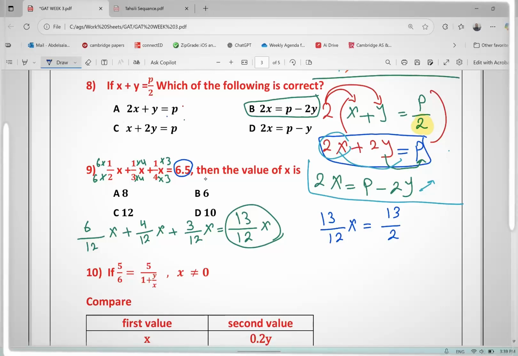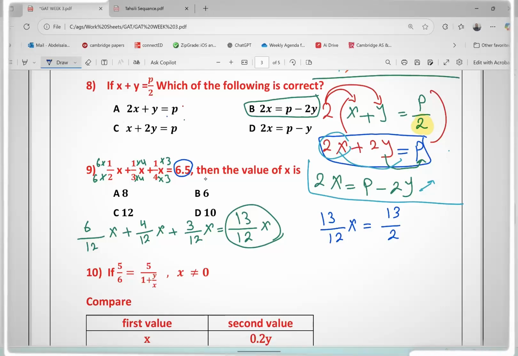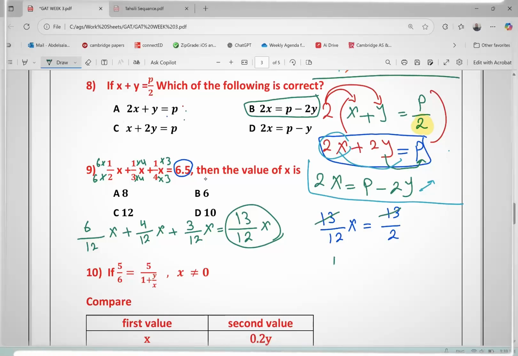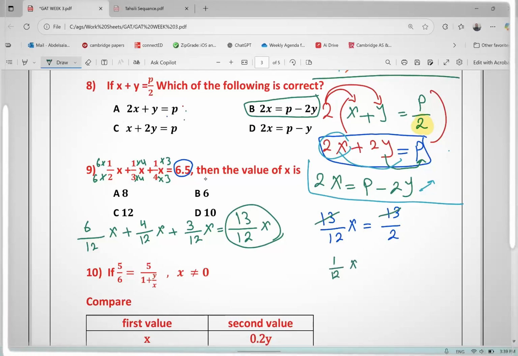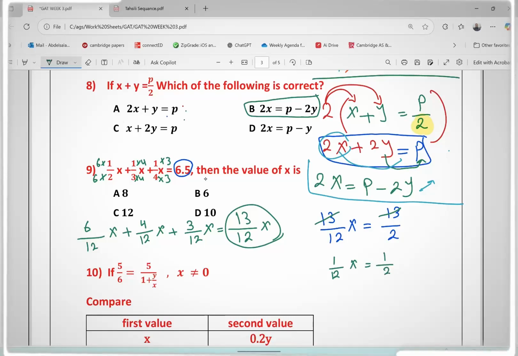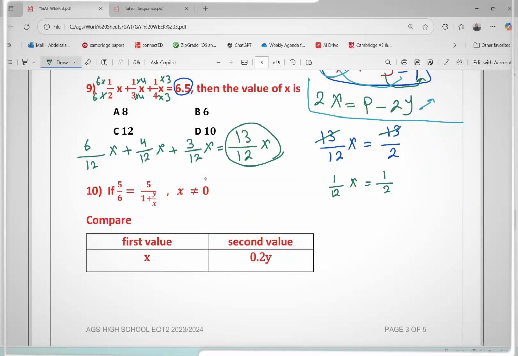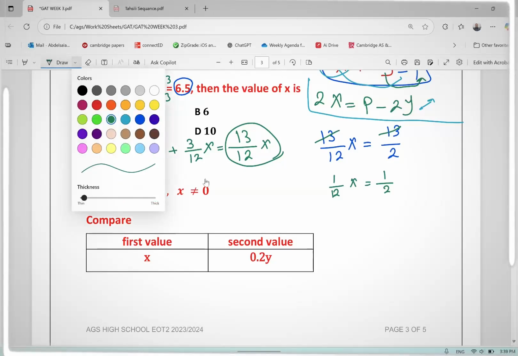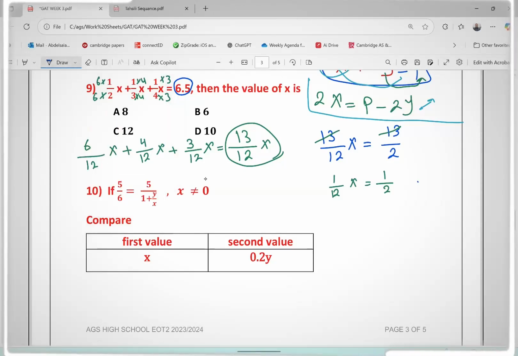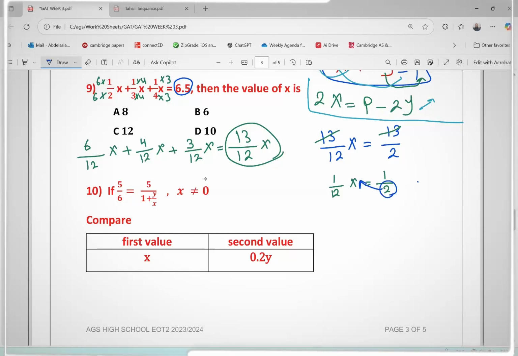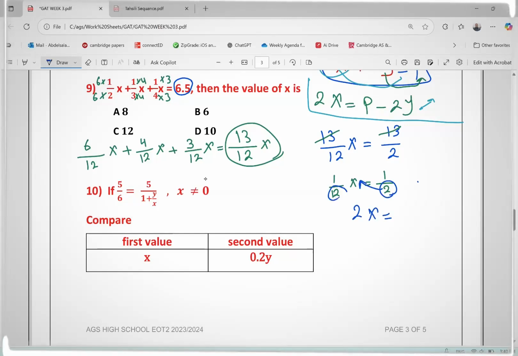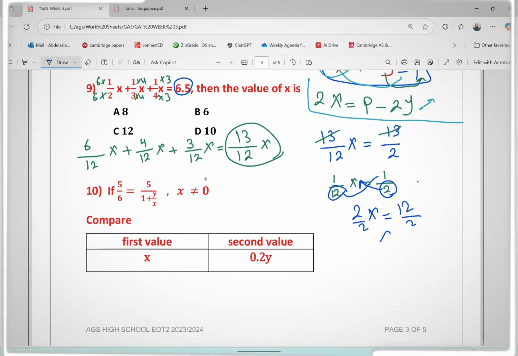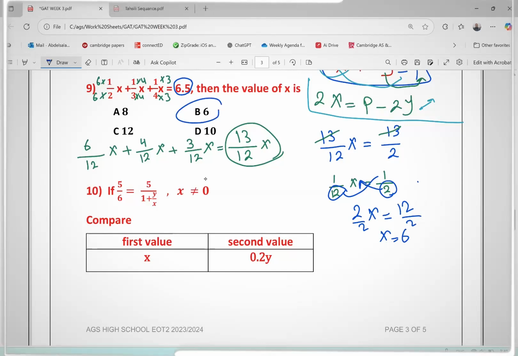Okay? And now I think we can solve this equation. It's simple and easy. How? Can I cancel 13 and 13? So 1 over 12x equals 1 over 2. How can we solve this question? It's easy. Use cross multiplication. Again, cross multiplication. Yes. Multiply 2 times x will be 2x. Multiply 12 times 1 will be 12. Divided by 2, x equals 6, and we finish.